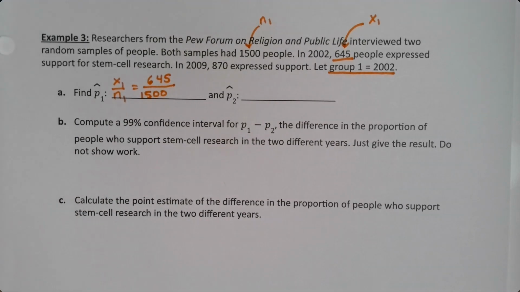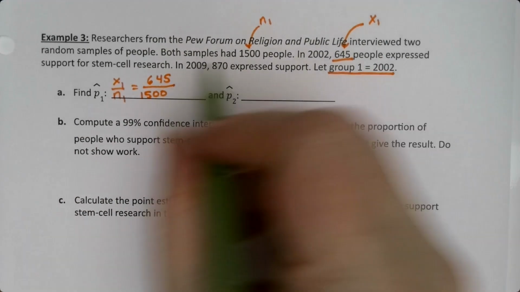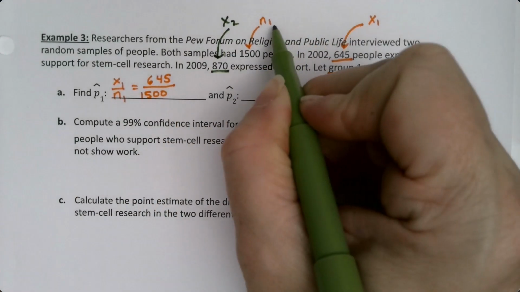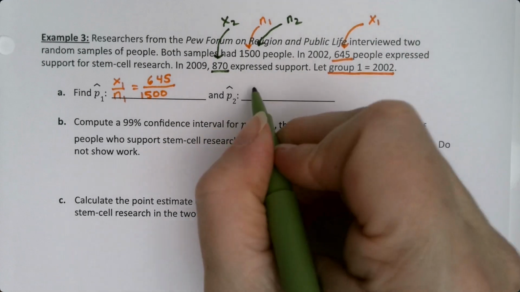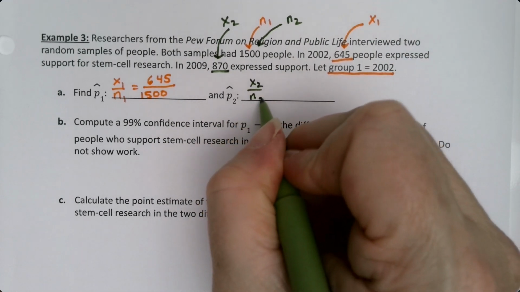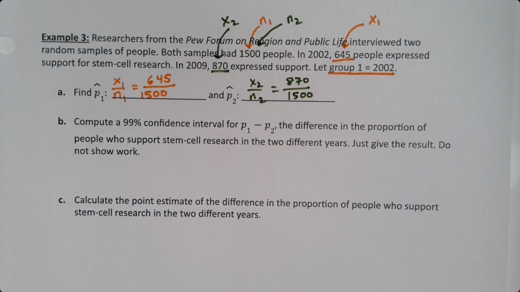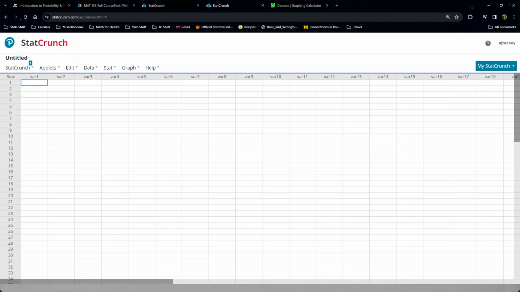And similarly, x2, well, that's the 2009, so right there, that's x2. And n2 is also 1,500 people. So x2 over n2, that would be 870 over 1,500. And just for the sake of knowing what that means, because looking at the fractions, it's a little hard to directly compare. I mean, we know in this case they have the same denominator, but it's not quite the same thing. So let me grab decimals here.